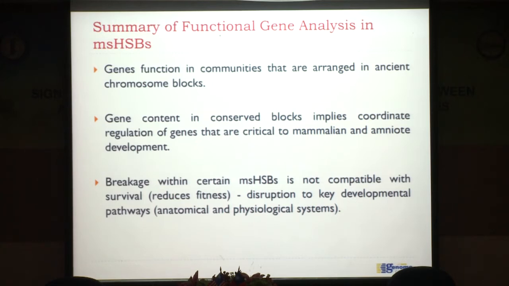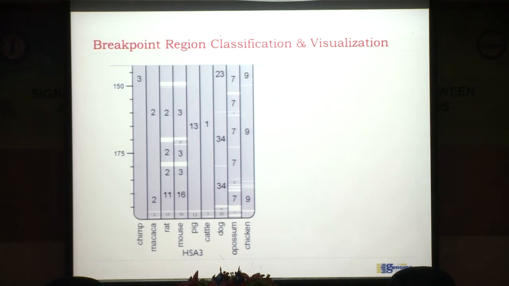And then the breakage within these blocks, the reason we don't see the breakage is because if you break the coordinate regulation of these genes, you're going to disrupt the normal developmental pathways. So this is a hypothesis, but it's very well supported by the data. You're going to have reduced fitness. So it says that in the meiotic process, you can have breakage, but that breakages within these blocks are associated with reduced fitness. So you never see an individual or an organism that has any recombination within these blocks. And that's a rather remarkable finding that's been confirmed by many others since 2009, since this was published.